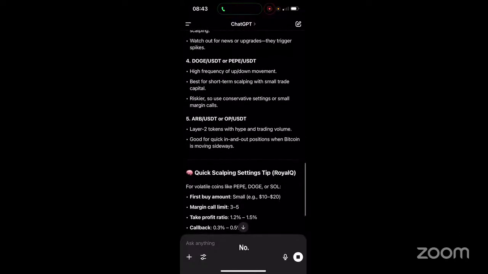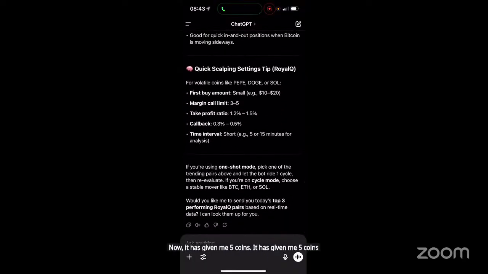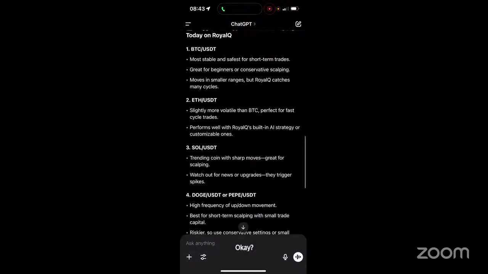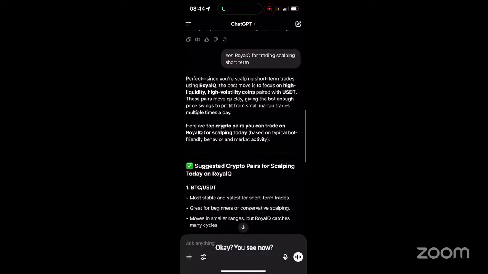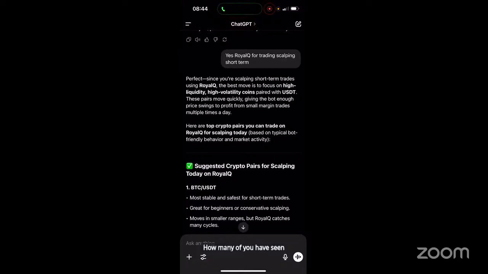Now it has given me 5 coins, but I want it to give me reasons. You see now, ChatGPT, like we discussed yesterday, is saying that, perfect, since you are scalping short-term trades using Royal Q, the best move is to focus on high liquidity. How many of you have seen that? Give me a yes in the chat.